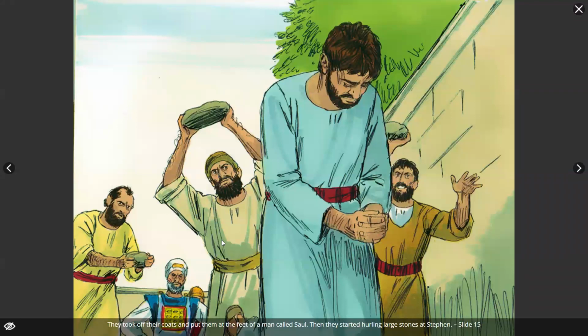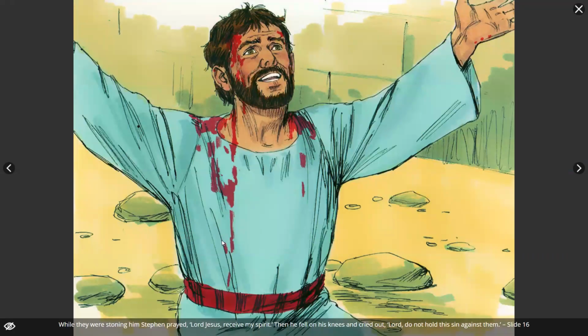And Stephen was willing to go through that experience for his faith, which is very strong. He is a true martyr indeed. While they were stoning him, Stephen prayed, Lord Jesus, receive my spirit. Then he fell on his knees and cried out, Lord, do not hold this sin against them. He still had love for them, even though they were persecuting him. Okay, this is a very good point, by the way. He still wanted to see them saved, even though they were persecuting him.